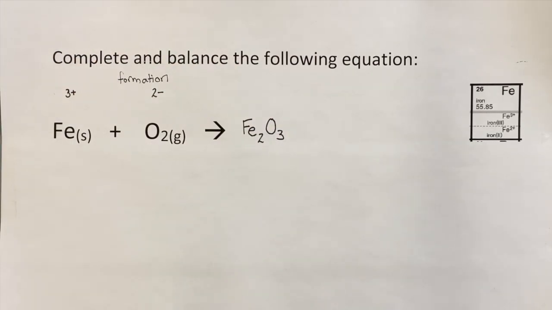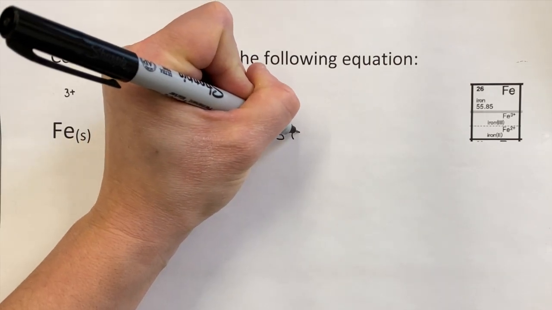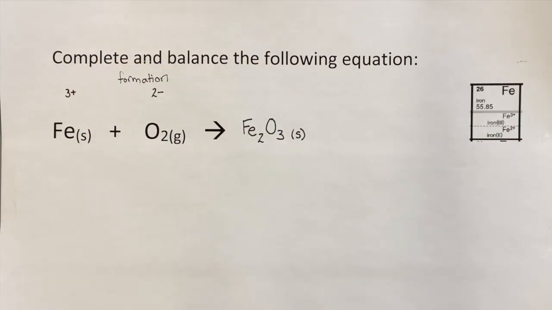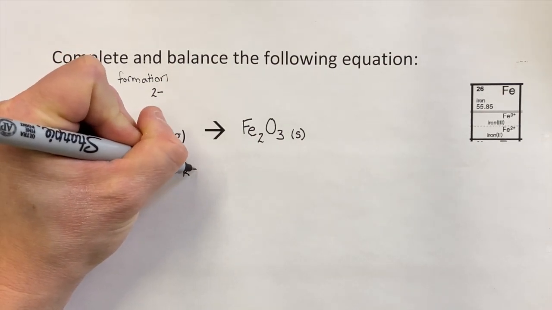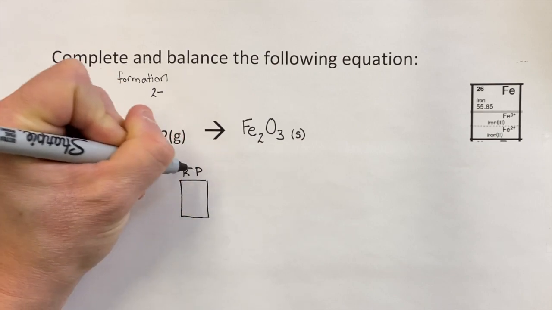Because this is an ionic compound and there's no other information given, all ionic compounds are solid at room temperature, so I'm going to write it as solid. Now I need to balance. So I'll make my table, reactants and products.